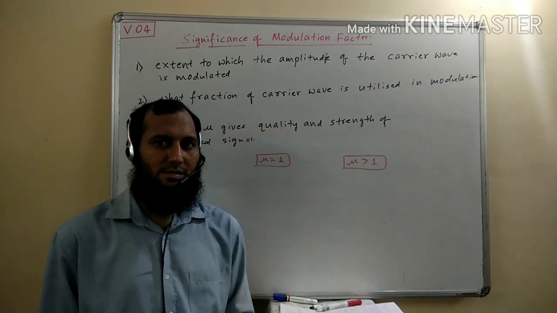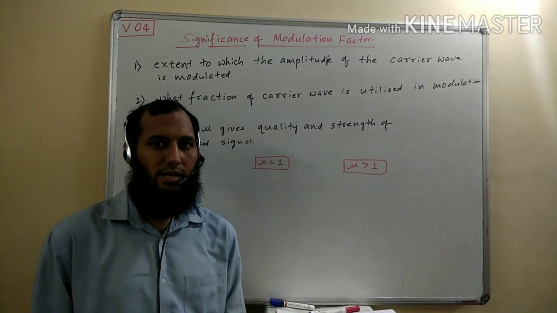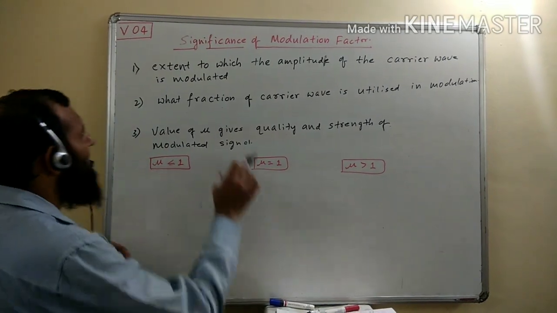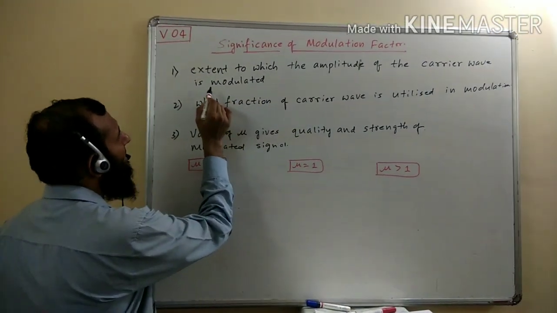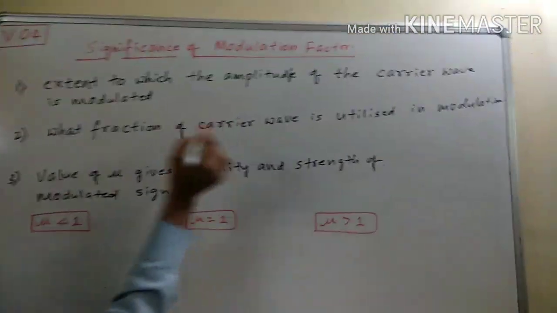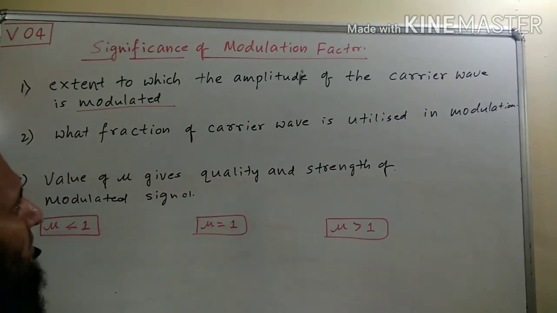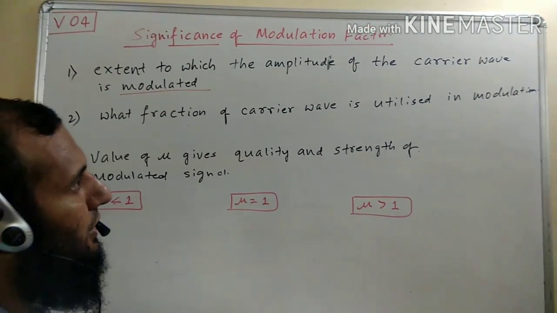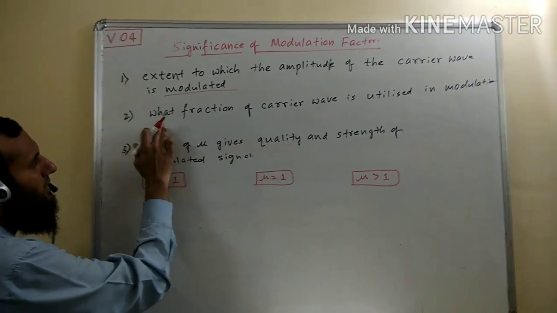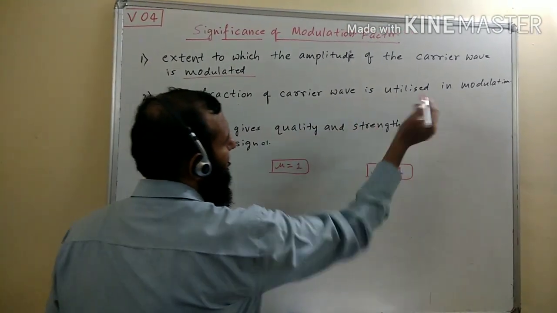Before studying the AM transmitter, let us see the significance of modulation factor and then go for the AM transmitter. The first significance is that the modulation factor determines the extent to which the amplitude of the carrier wave is modulated. It determines how much of the carrier wave amplitude is modulated. The second is that it gives the fraction of the carrier wave that is utilized in modulation.